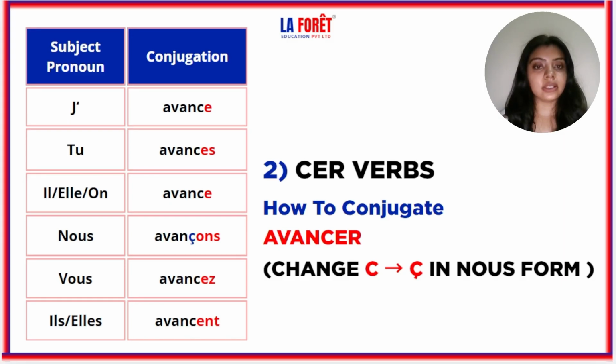Next is avancer. Avancer, advance. J'avance, in advance, you can say that if you're telling something in advance. J'avance, tu avances, on avance, nous avançons, vous avancez, ils avancent. So you can see that इसमें भी मैंने J apostrophe लगाया है. क्यों? Because A vowel है. So just keep that in mind always.